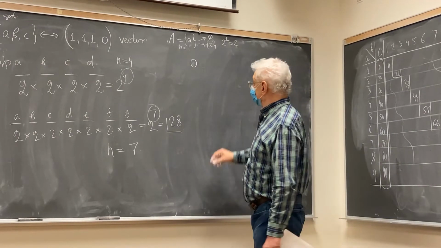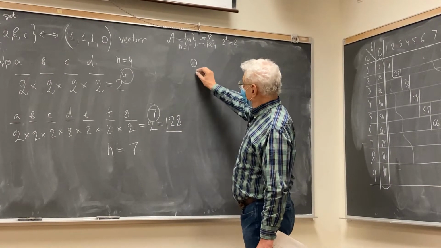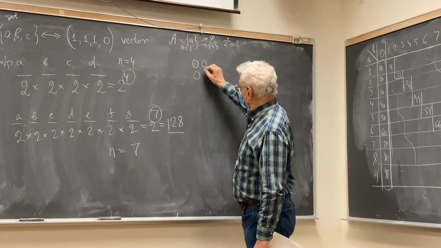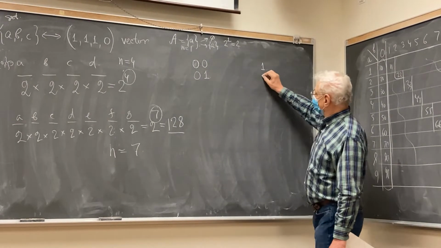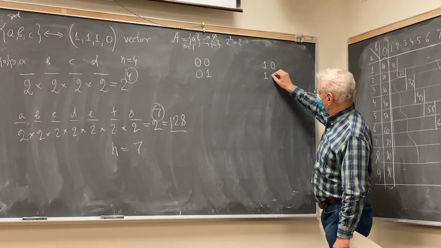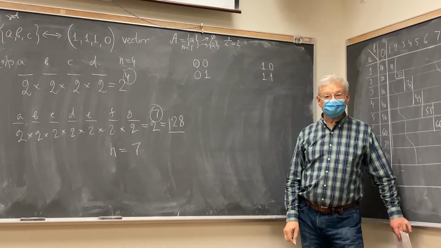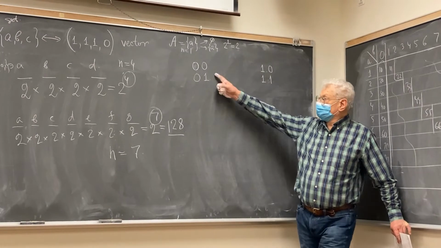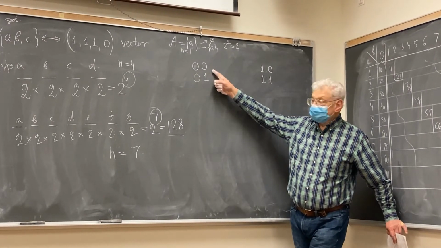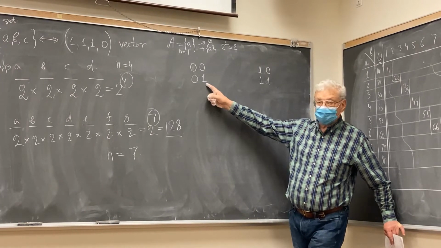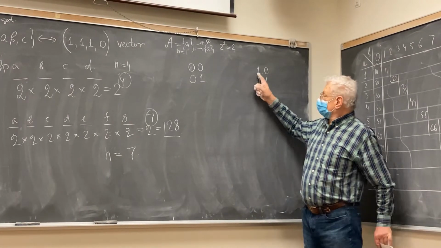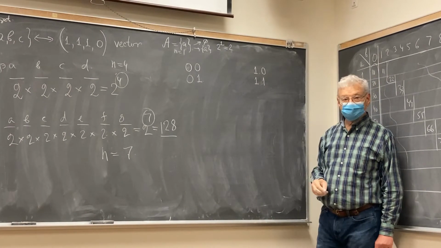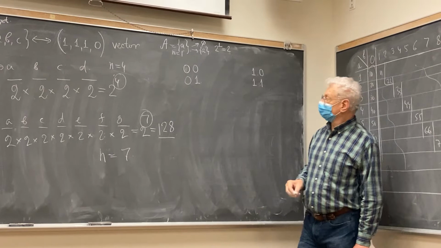Now I go to B. What could happen? I just double this 0, and I can write 0, 0 or 0, 1. I can double 1 and write 1, 0 or 1, 1. And I have 4 possibilities. Okay? Now this one corresponds to the empty set, this corresponds to the set B, this corresponds to the set A, and this corresponds to the set AB. Got it? If I have A and B.